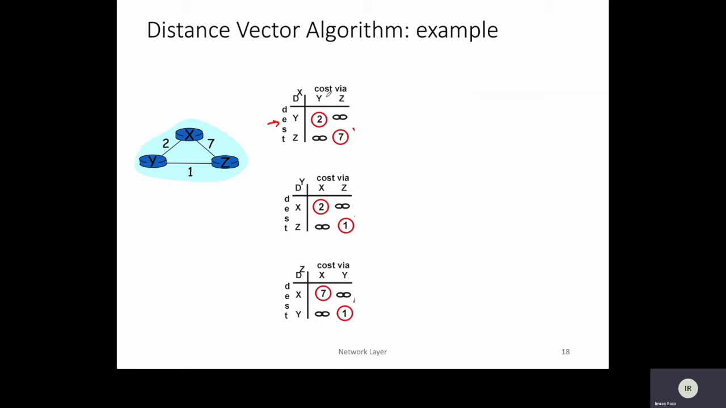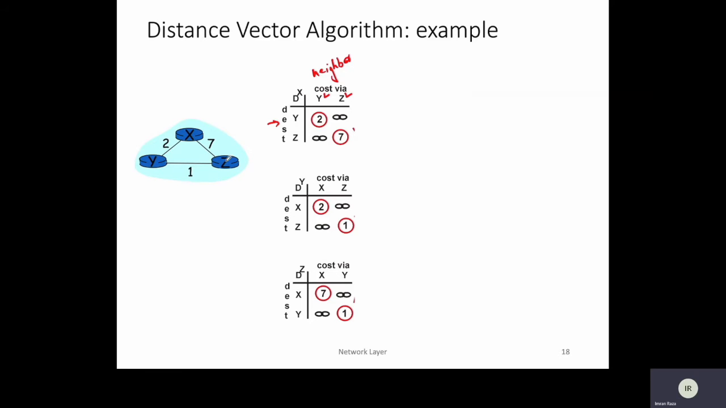So the column represents what? So the column represents neighbor. Okay, so look at the table of X. What are the different neighbors of X? Yes, Y and Z. So what are the entries here? Y and Z, because Y and Z are the neighbors of X.